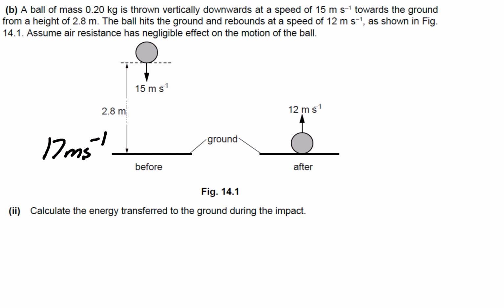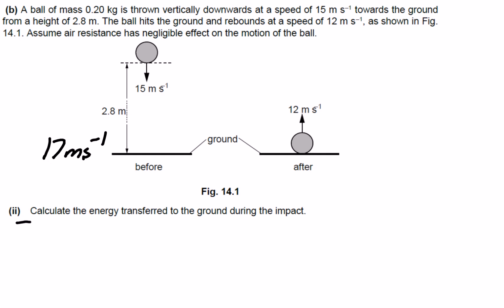So what we need to look at is how much kinetic energy it has before, when it's travelling at 17 meters per second, and how much kinetic energy it has afterwards when it's travelling at 12 meters per second. And if we find the difference between those two, that will tell us how much energy has been transferred, because energy is always conserved. So if we've got less kinetic energy going up than we had when it came down, we've only lost some kinetic energy to the ground during the impact. So let's see how we do that.